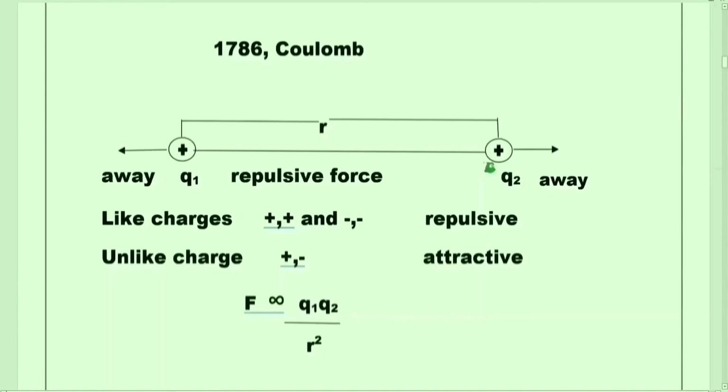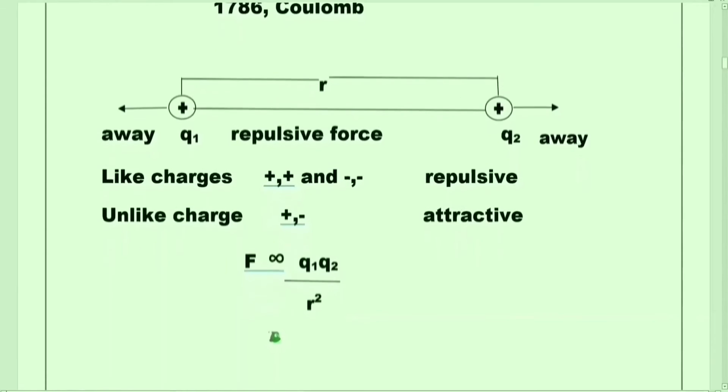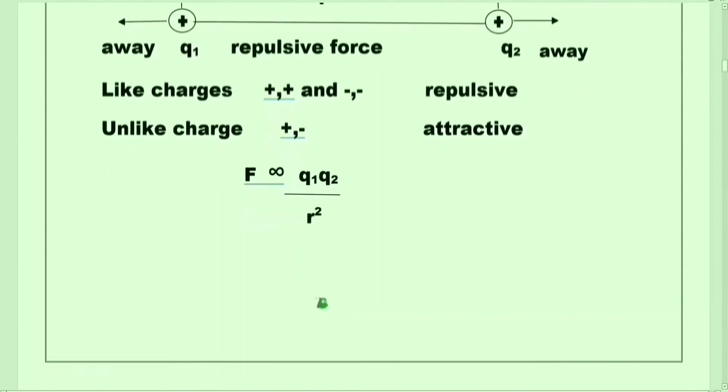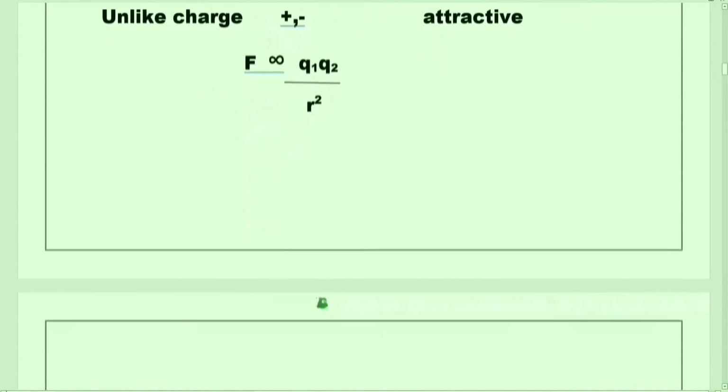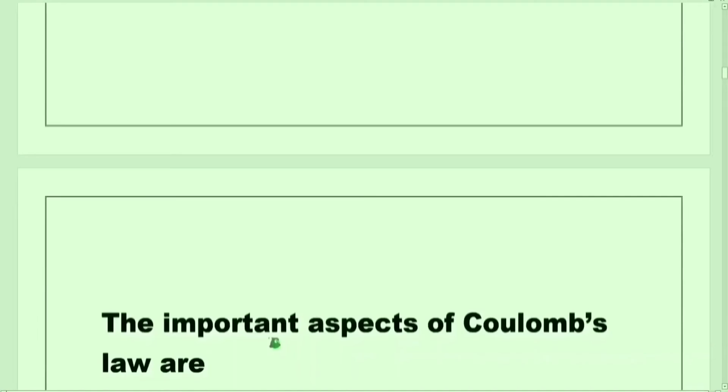Coulomb deduced the expression for force as F is proportional to Q1 Q2 by r square. Now we are going to learn the important aspects of this expression, that is, the importance of each and every variable used in this expression.